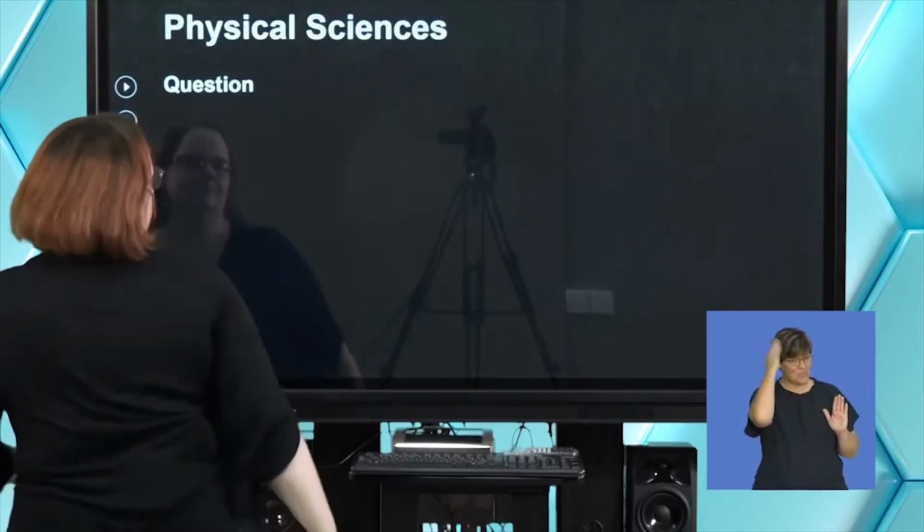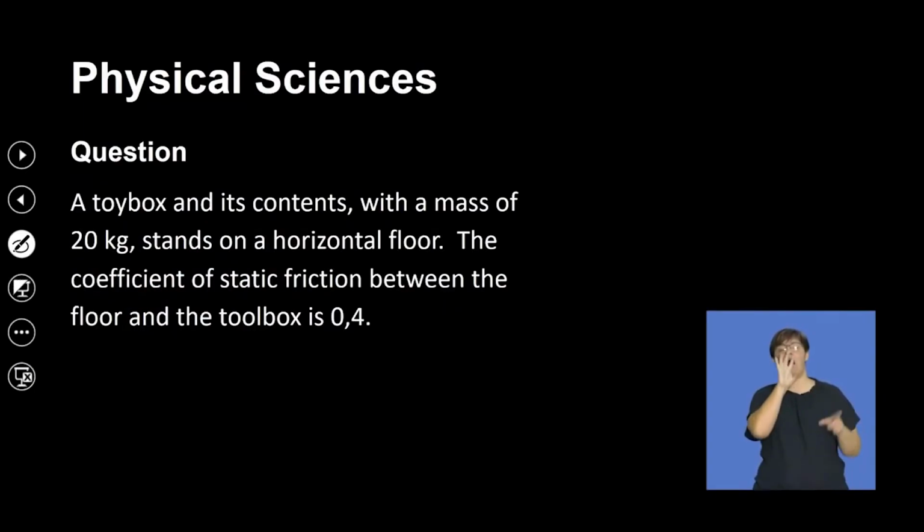Okay? Now, let's do a question, because that always makes it make a bit more sense. A toy box and its contents with a mass of 20 kilograms. This is a very big toy box. Okay, let's just go. It's 20 kilograms, stands on a horizontal floor, so it's flat. The coefficient of static friction between the floor and the toy box is 0.4. So first of all, keywords, stands. In other words, it's not moving, static friction. Coefficient of static friction, 0.4. They are giving me mu s.